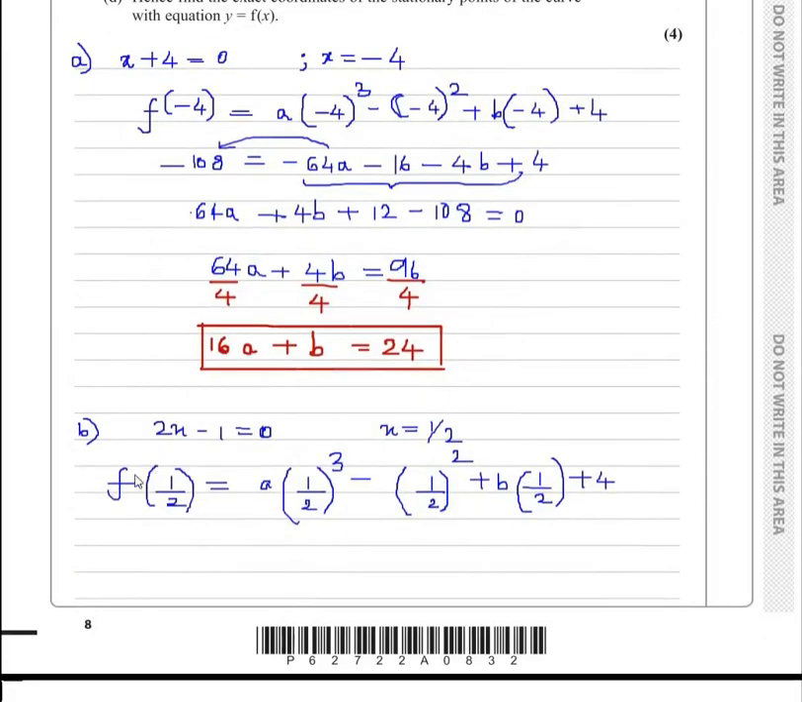Now whenever we substitute x equal to 1 over 2, since it's a factor, f of 1 over 2 becomes 0. So let me write 0 here. This becomes a times 1 over 8, and this becomes minus 1 over 4. This is plus b times 1 over 2 plus 4.